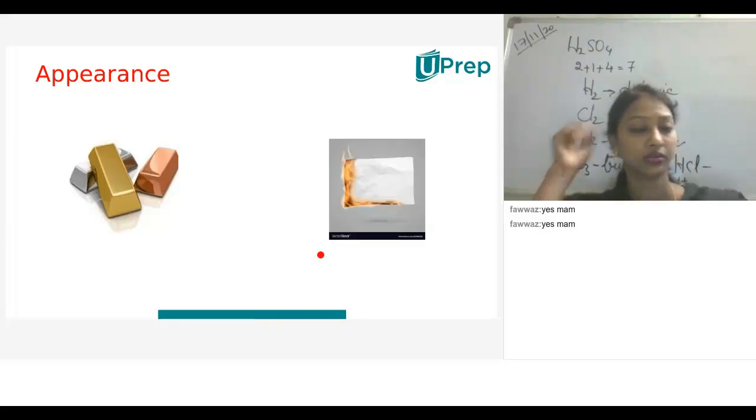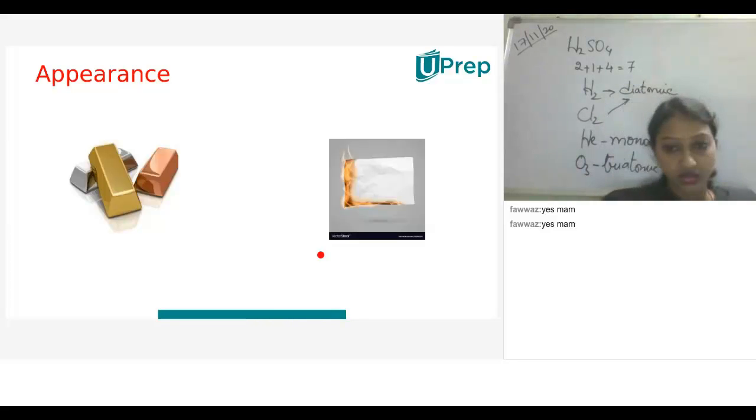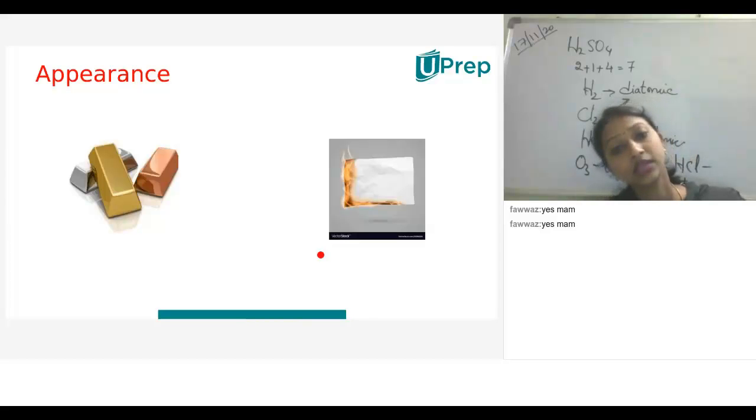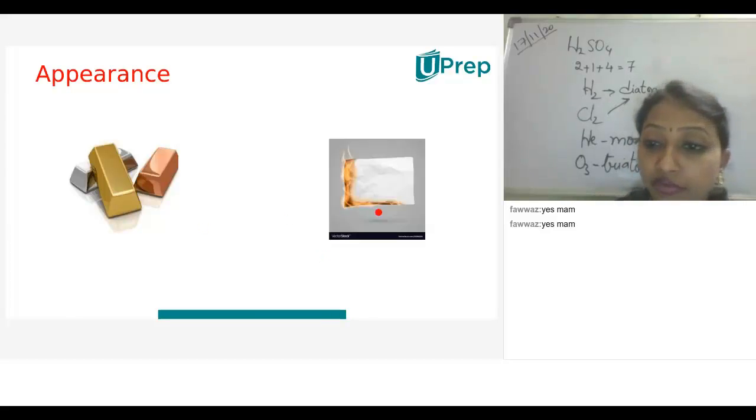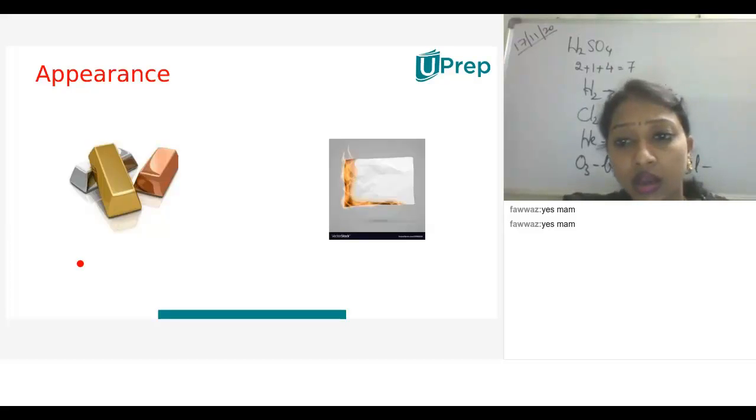Understood or not? Understood, ma'am. Okay, appearance plays a major role to sort out the things. Especially here, I have given you few examples. Here you can see, by observing without knowing, how can you say to which material it belongs?